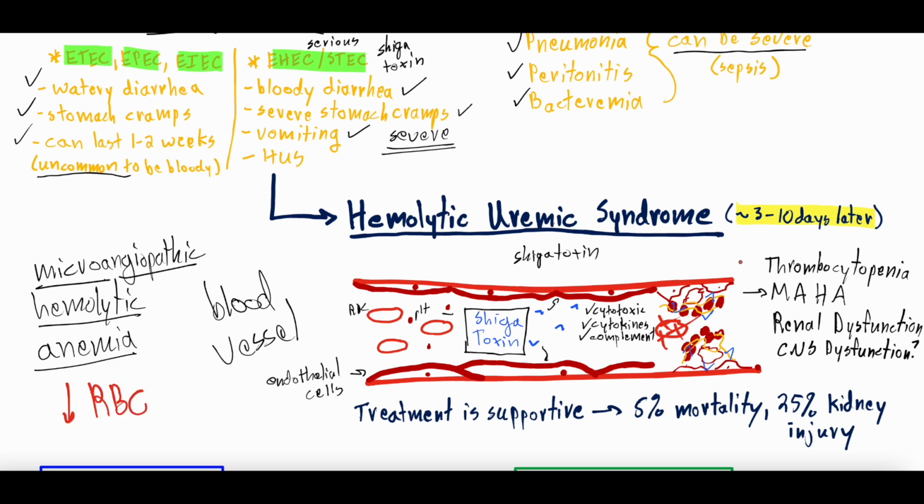It also leads to thrombocytopenia, or a decrease in the number of platelets, because the platelets are all being consumed with these blood clots that are forming from all the inflammation. Okay, this disproportionately affects the kidneys, and it can cause kidney injury or renal dysfunction, and sometimes can affect the brain too and cause CNS dysfunction. So that's central nervous system, CNS. So all of this can be very serious.